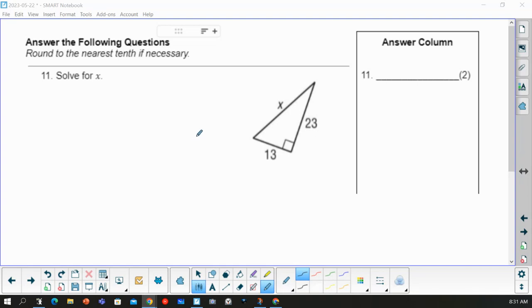Geometry, Semester 2, Final Exam, Problem number 11. We are solving for a missing side of a triangle. It says solve for x. X is the side of the triangle.